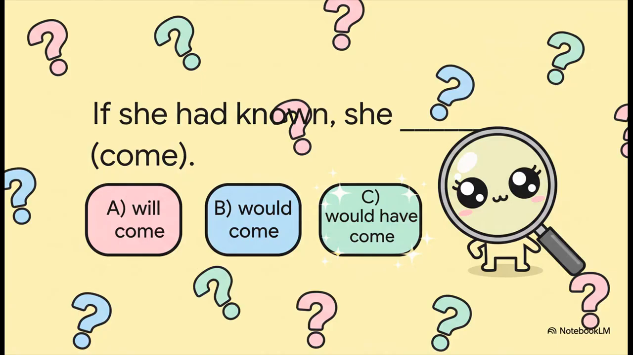All right, first question. Let's look for clues in the sentence. If she had known. Had known. That's our past perfect tense. So which level is that? That's right, it's level 3, the time traveler. So the answer is C, would have come. If she had known, she would have come.